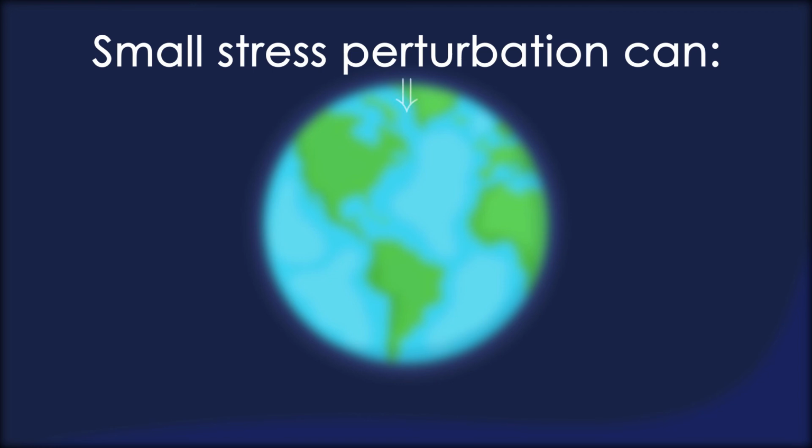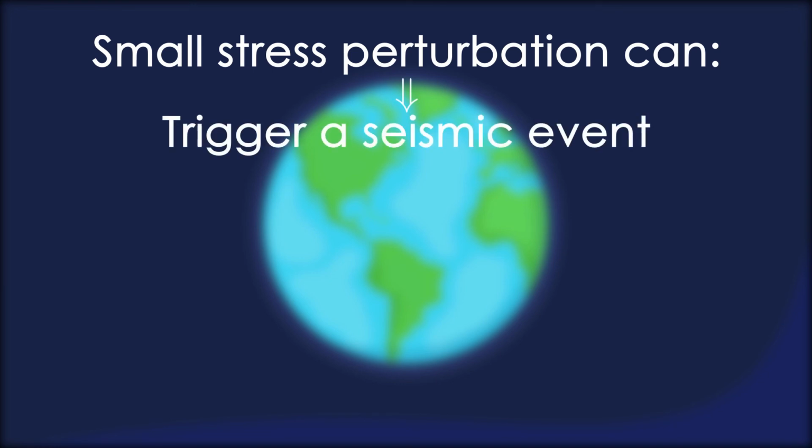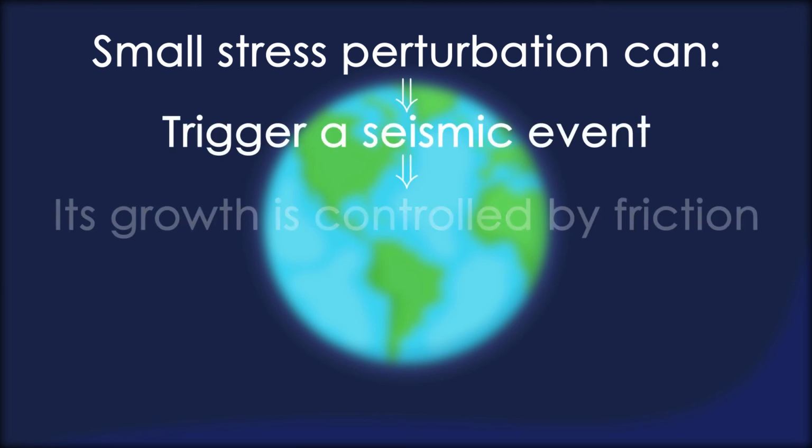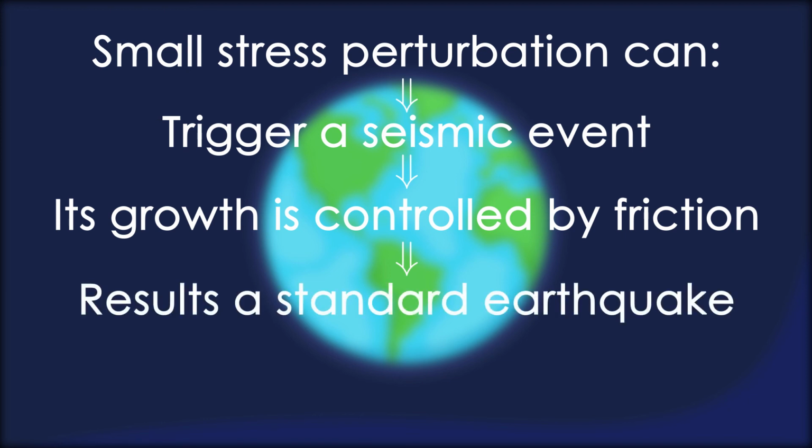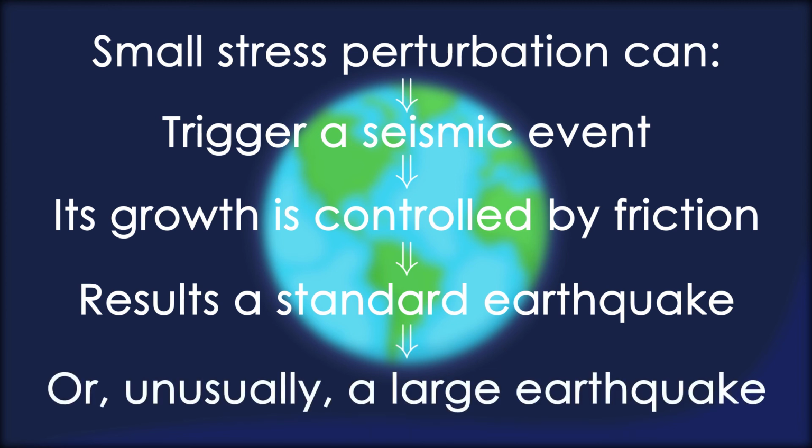So, summarizing, in the self-organized system just described, a small stress perturbation can trigger a seismic event. The growth of the earthquake is controlled by friction on the fault, which in turn may be affected by nonlinear processes involving lubricated dynamic slip. This growth process results in the standard magnitude-frequency relationship with occasional unusually large earthquakes, possibly caused by large runaway events.